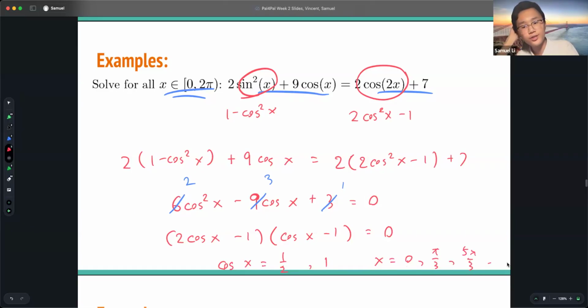Does anyone have any questions with this? Because this technique is a pretty good one. It could solve a lot of questions just by rewriting complex trigonometric equations into stuff we do know, like cosine x or sine x, and then solving it as a whole in terms of cosine x or sine x.